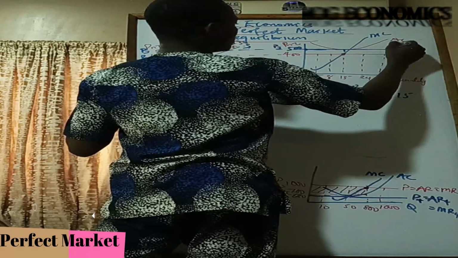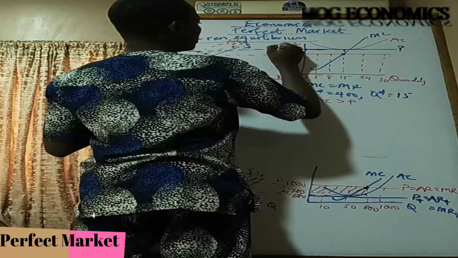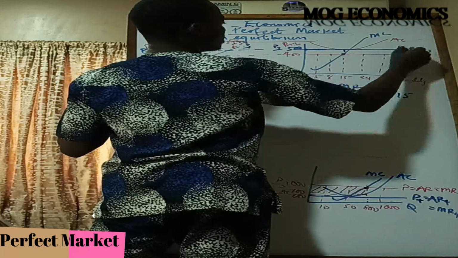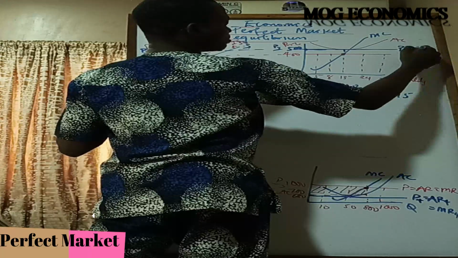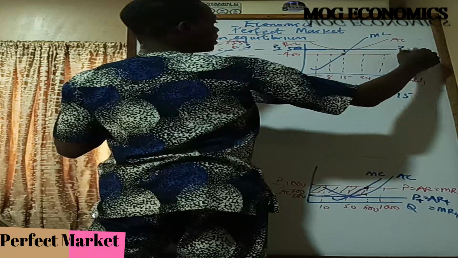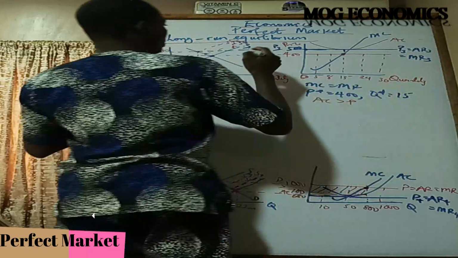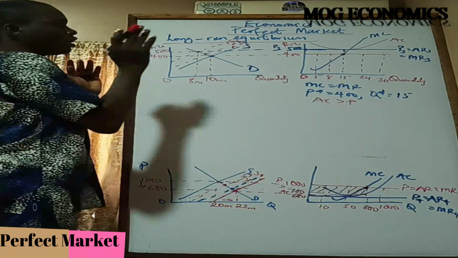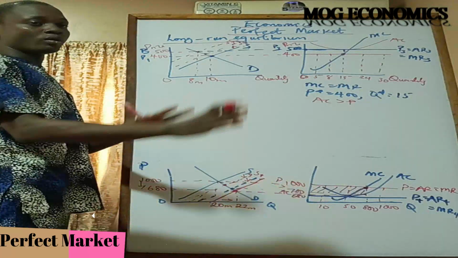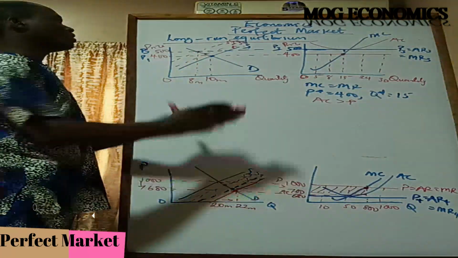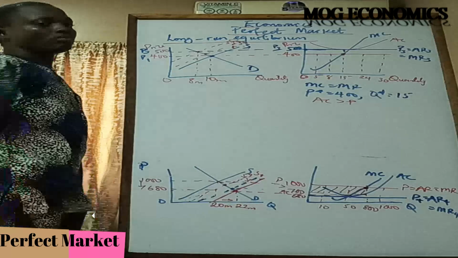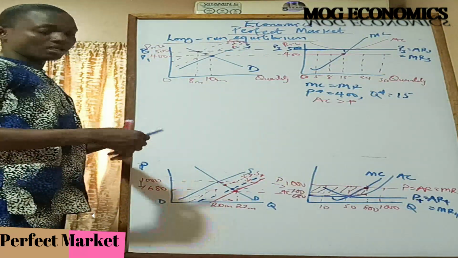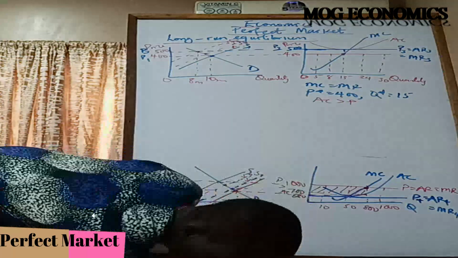So we have P3. P3 equals AR3 equals MR3. So when businesses are experiencing losses in the short run, I told you about supernormal profit and loss in the short run, when they are making losses, there will be several businesses that will be leaving. Like I said, marginal firms are leaving first.